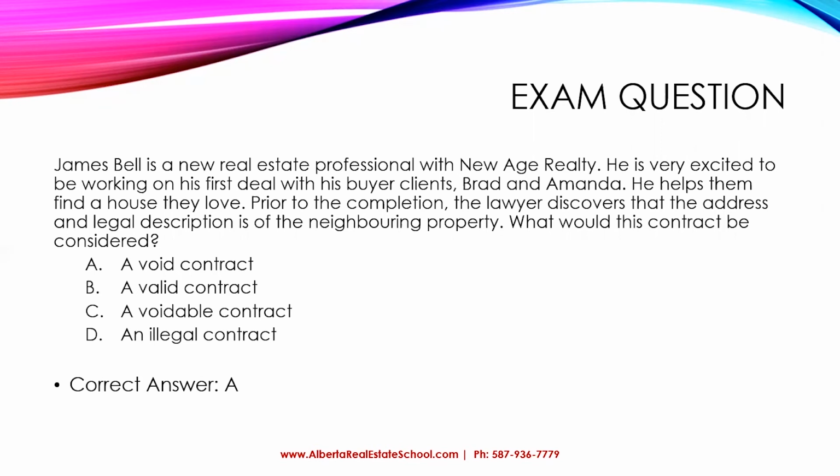An illegal contract is something that is made for the purposes of money laundering, fraud, anything like that. So for the purposes of something illegal, in that case, it would be considered an illegal contract. So in our example here, James Bell put in the wrong information on the contract, and therefore it is considered a void contract.